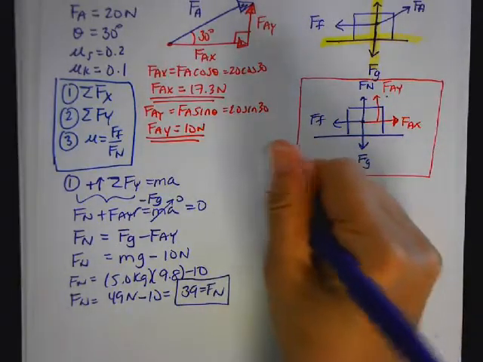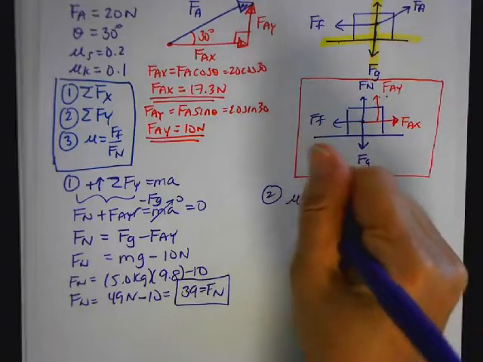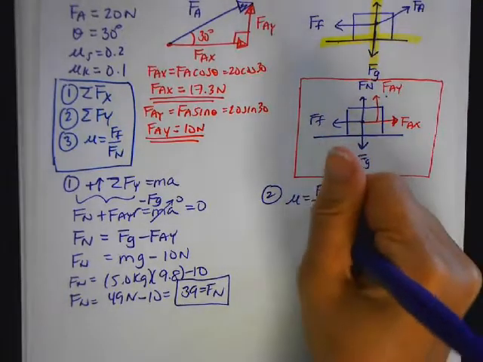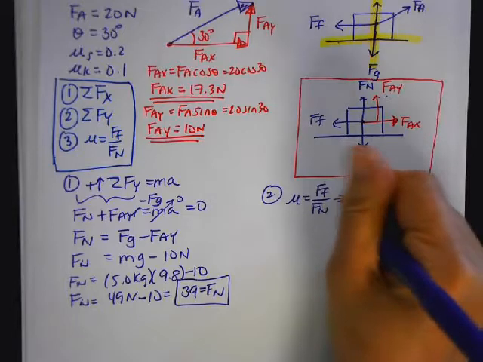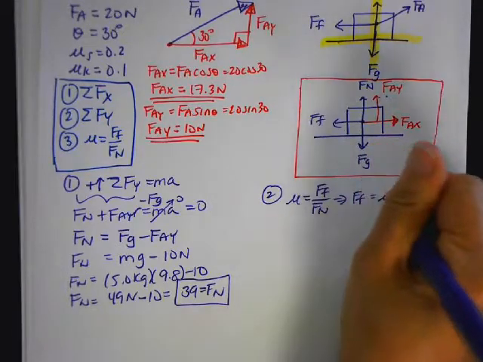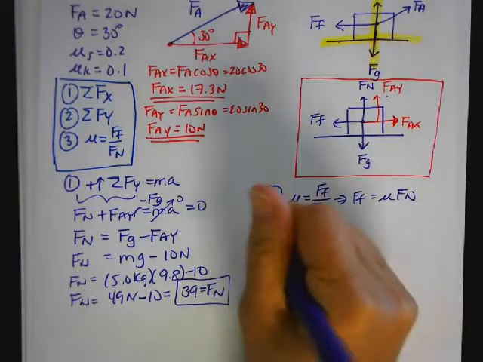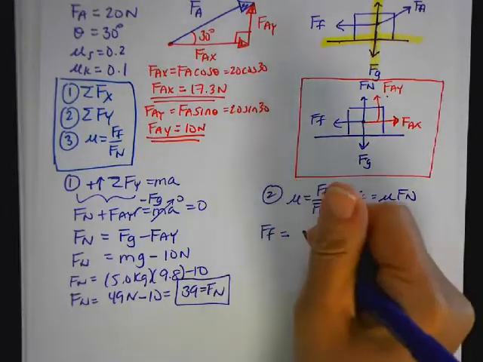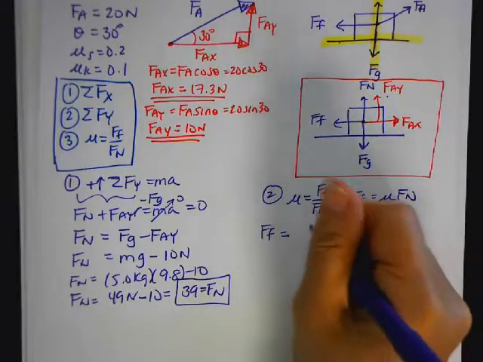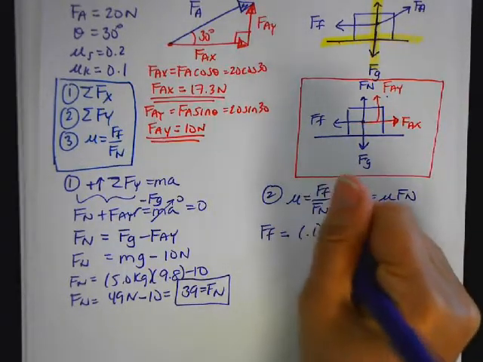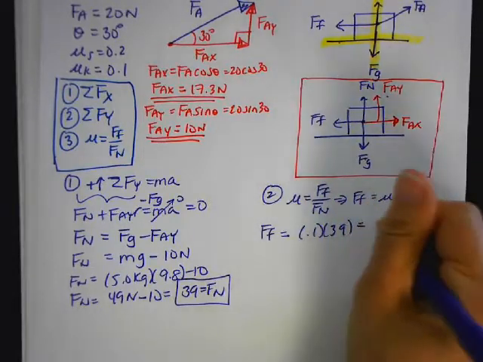Now I'm going to use my mu equation. So mu is equal to F_f over F_N. So F_f is equal to mu times F_N. So which mu am I going to use? I'm going to use the 0.1. Times 39, so that's 3.9.